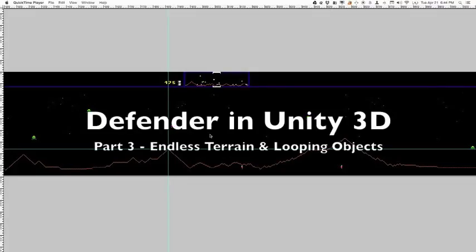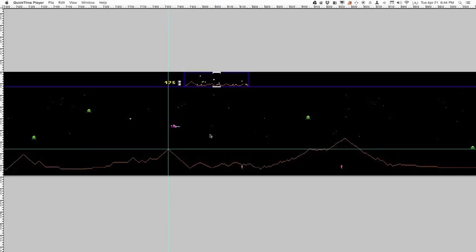Welcome to my next part of the little tutorial I'm doing on how to make a Defender game in Unity. I'm just going to show you a little bit about how the landscape was put together in the latest version of Guardian of the Humanoids, which is my little demo that I'm using and might eventually publish, but it has to be more than just Defender.